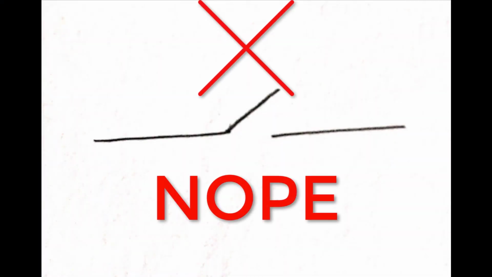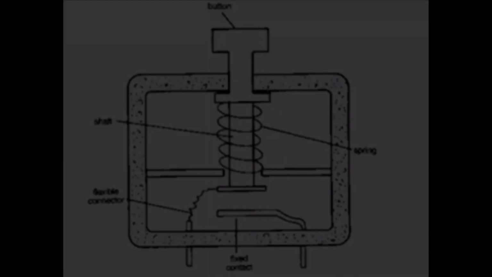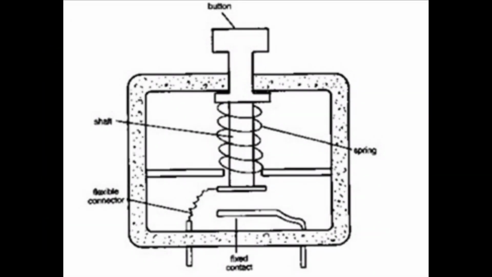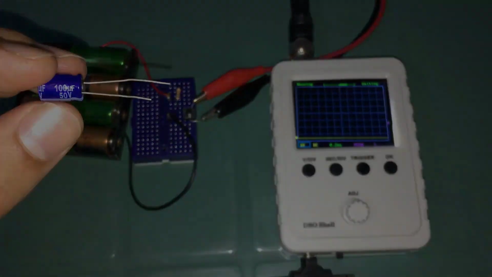the connection is not established at the moment I press on the button. But the button's internal metallic structure takes a bit of time to come to a stable state and do what it's supposed to do. This phenomenon is called the bouncing effect. So how could the capacitor solve the problem?